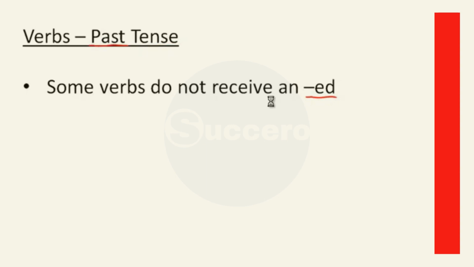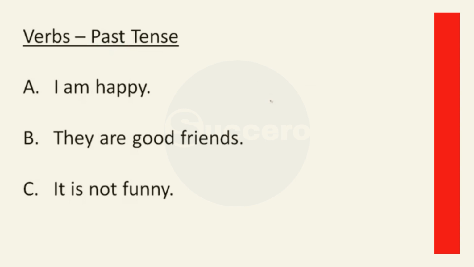So let's take a look here and see some of these irregular verbs. Now what I've done, maybe if you're sharp, you've caught it already, and you're thinking, hey Chris, that's not past tense. I am happy. These are all present tense. They are good friends. It is not funny. And you're definitely right. Every single one here, A, B, and C, these are all verbs in the present tense. As far as past tense goes, guess what? We're going to try to change them.